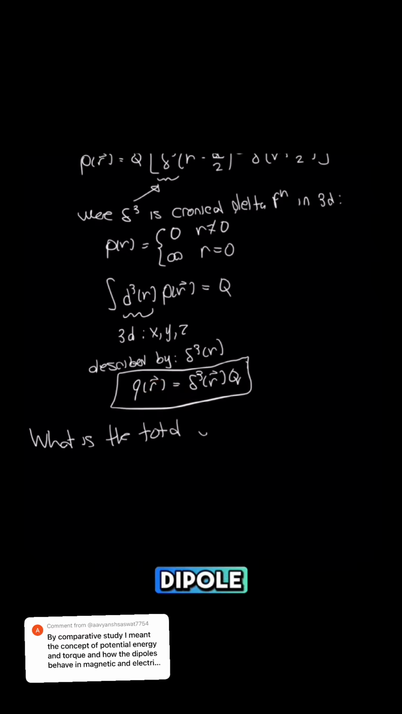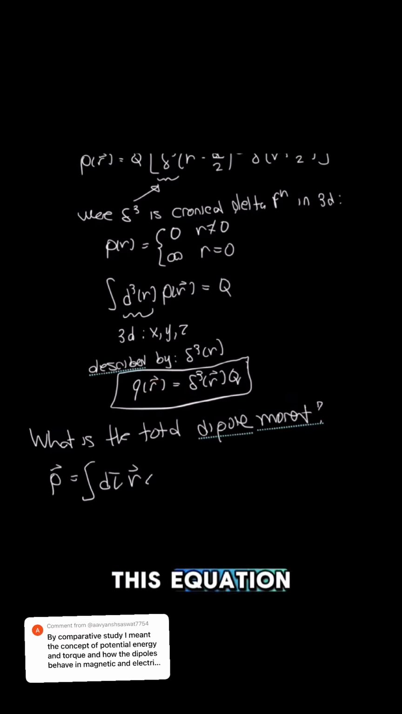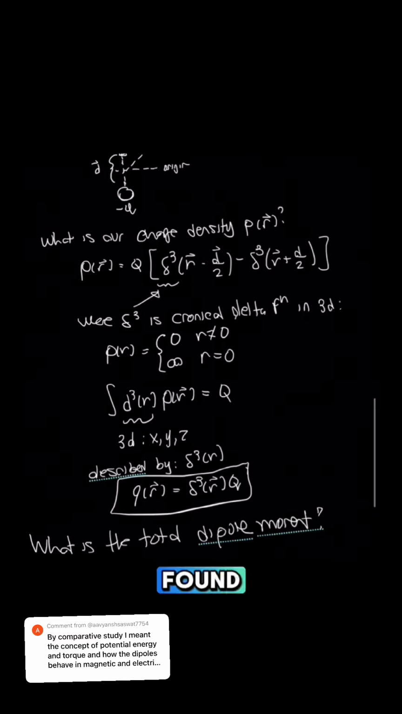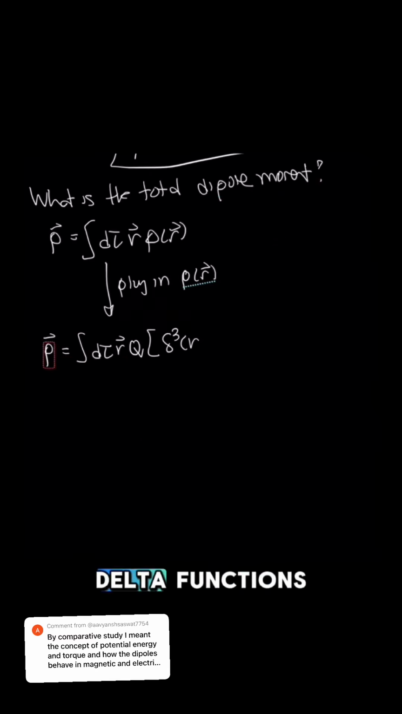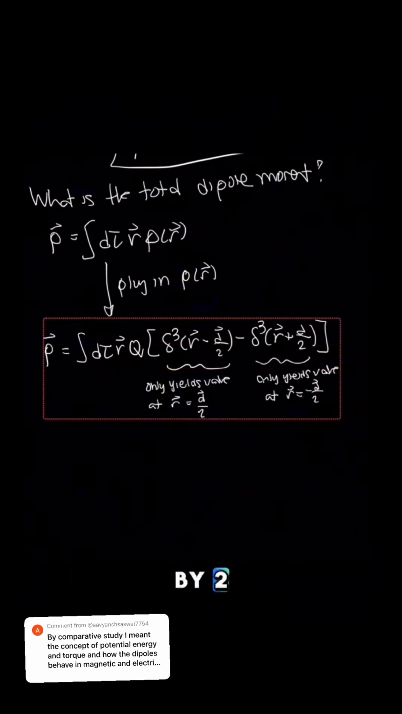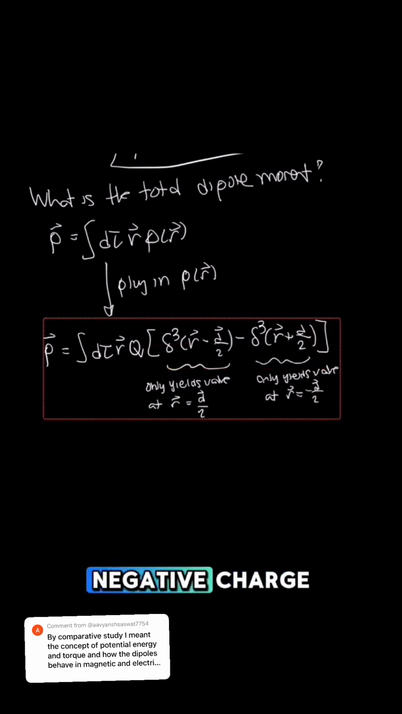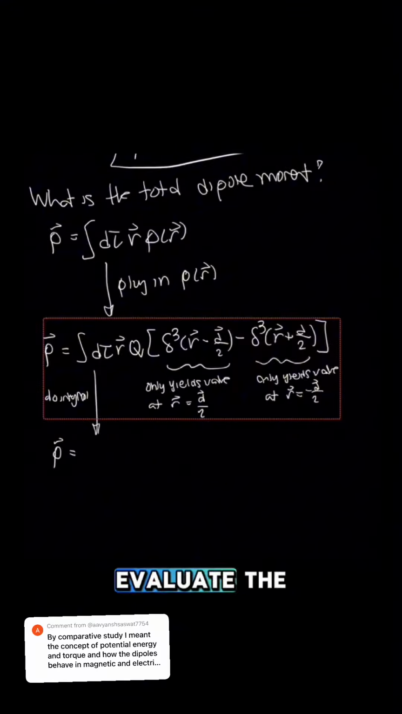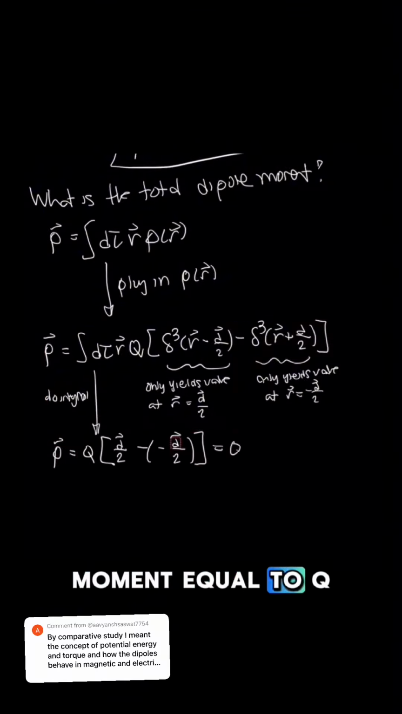And so what is the total dipole moment? The dipole moment is given by this equation, and if we plug in the charge density we just found, we can evaluate that the delta functions only yield values at r equals d divided by 2 and r equals negative d divided by 2. These are going to be the two locations of the positive and negative charge. And so if we use this and evaluate the integral, we get the dipole moment equal to q times d.